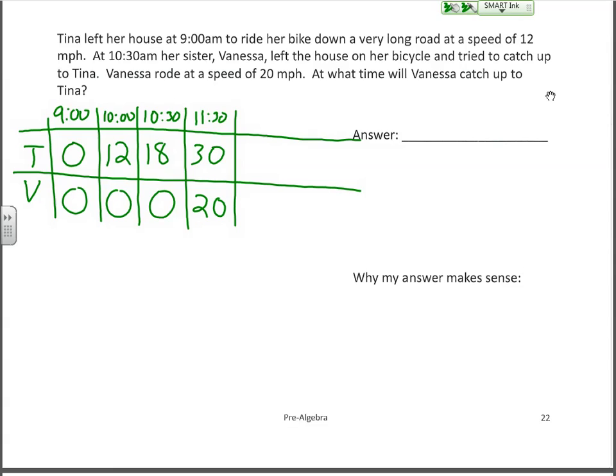Okay? Vanessa's catching up here, right? When Vanessa left, she was 18 miles behind. Now she's only 10 miles behind. So the question is, at what time will Vanessa catch up to Tina?